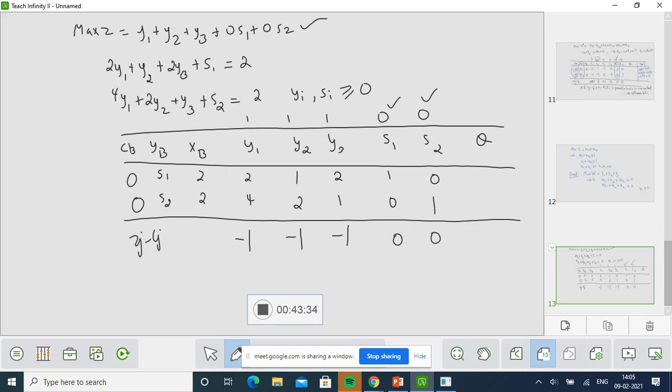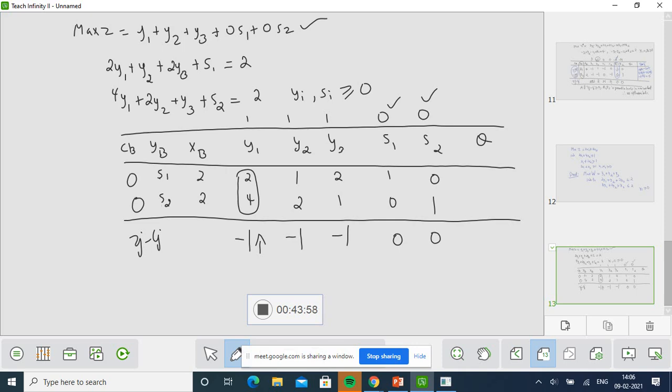Whichever minus 1 you want, you can choose. It is your choice. Which do you want to choose? You want to choose the first one. Okay. If one of you chooses the second one also, you will find that the answer doesn't change finally. If I choose the first one, this becomes my key column.